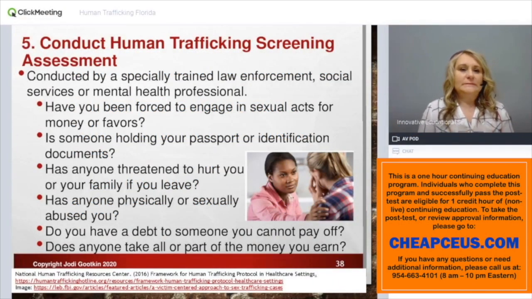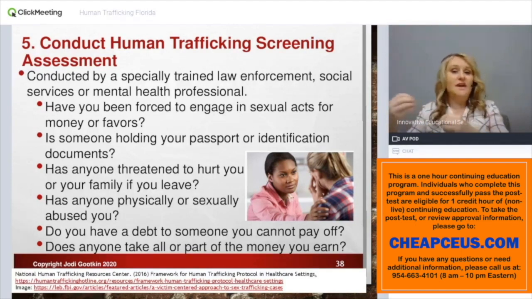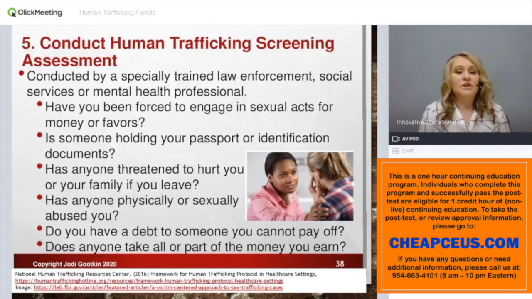Once the report of the tip is made, the human trafficking screening assessment needs to be conducted. This is typically done by an individual who is specifically trained through law enforcement, social services, mental health providers, or the human trafficking hotline to conduct a specific screening to see if the individual is a potential victim. It's not necessarily our place as a healthcare provider to ask these questions, and this is where it's important to know your facility policy also. If they have someone appointed, that would be the individual to take that next step of getting more information and conducting the specific screening.